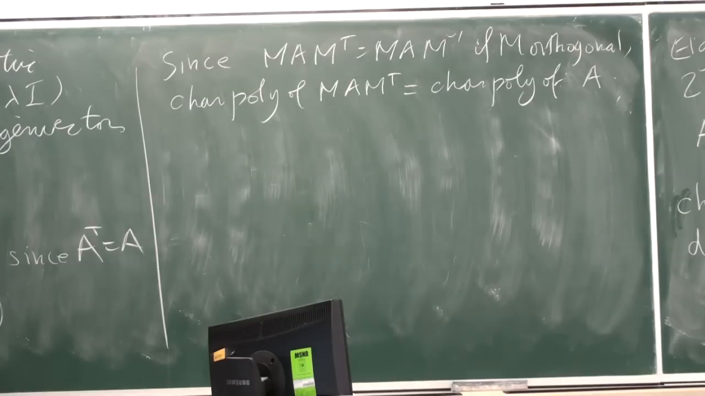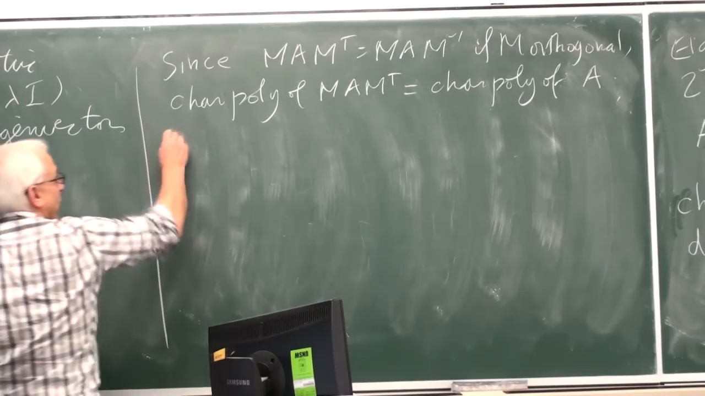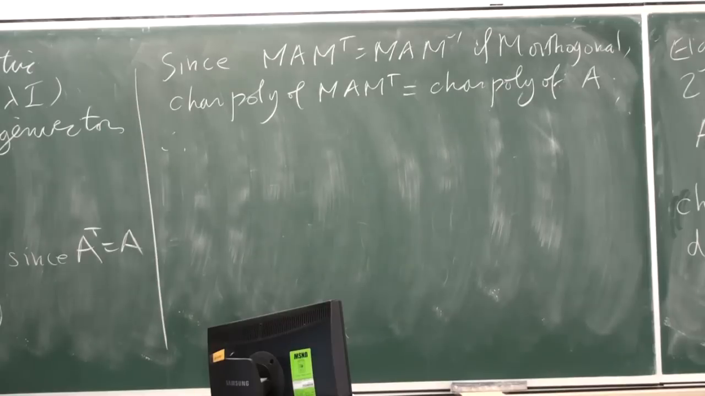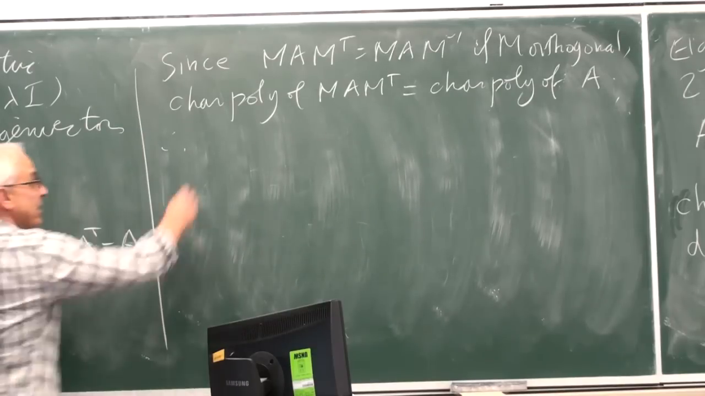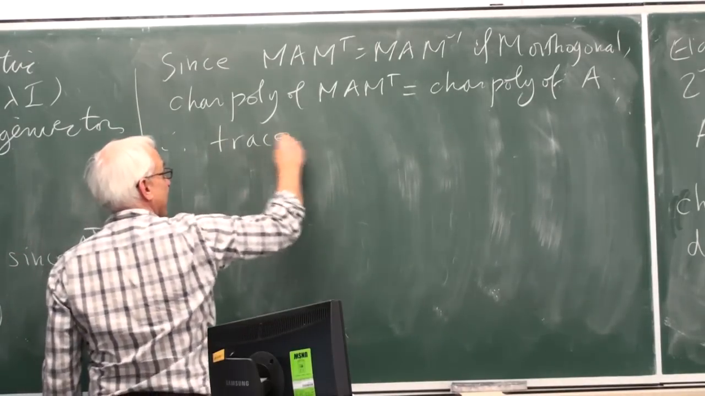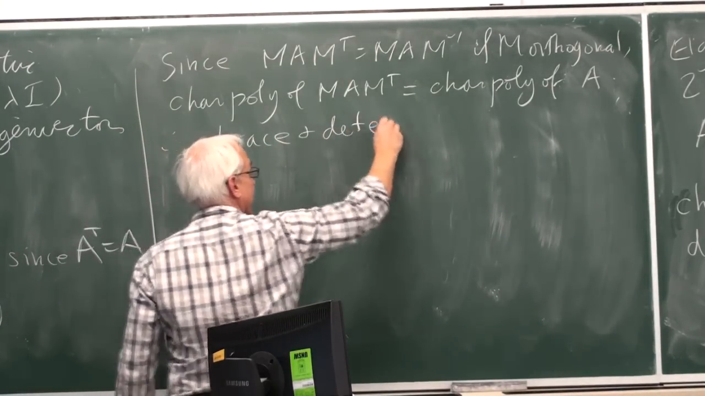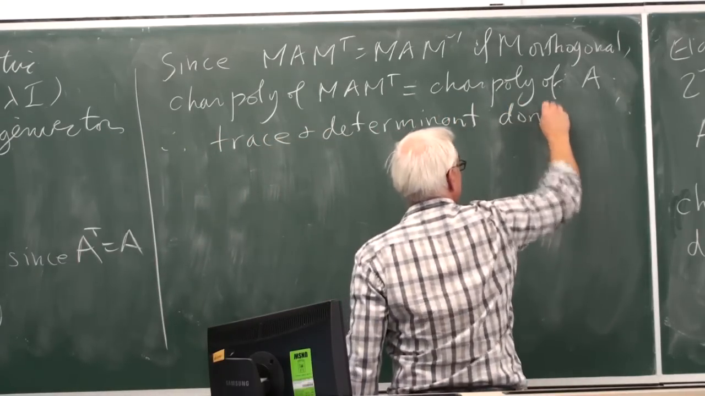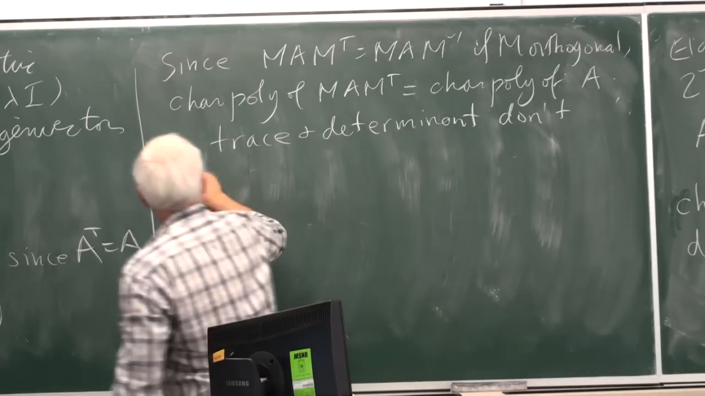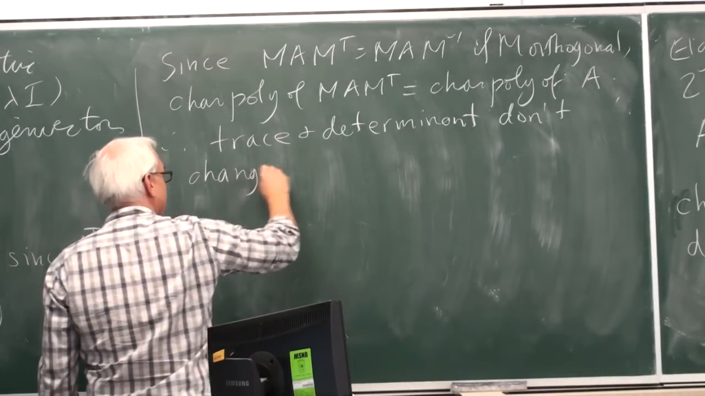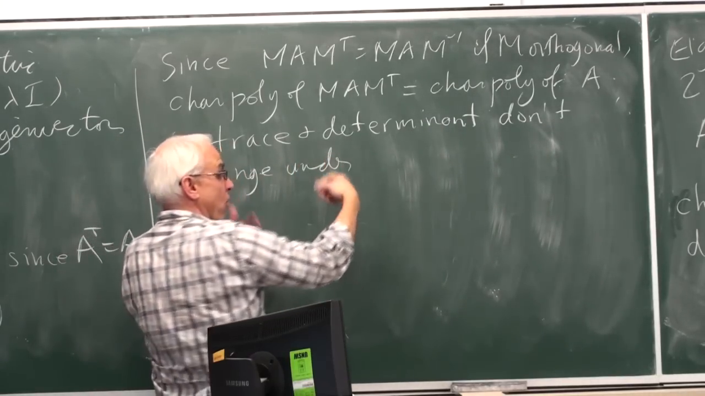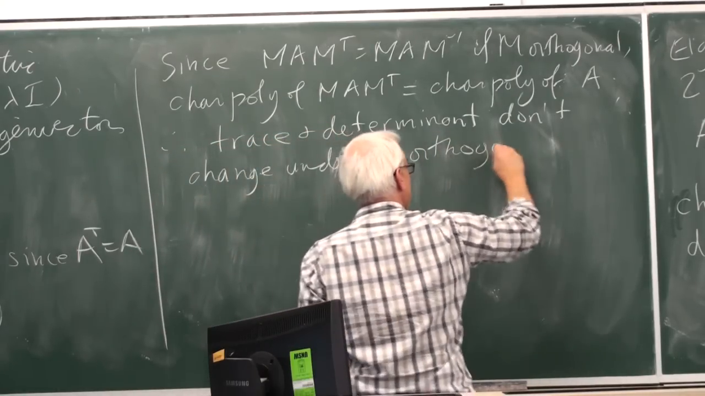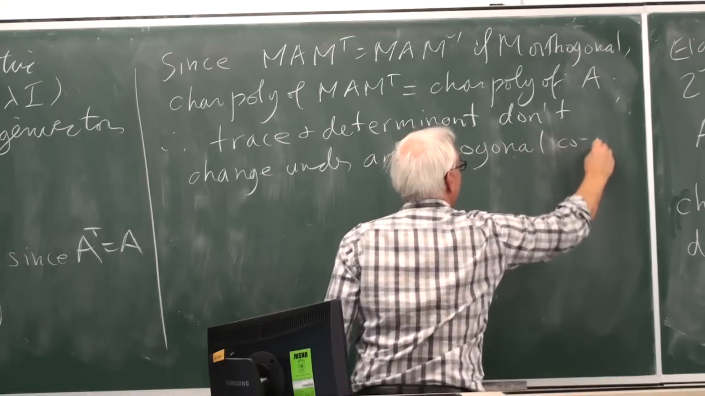And that means, in particular, because the coefficients of the characteristic polynomial are just the trace and the determinant, it means that the trace and the determinant don't change under such an orthogonal change, under an orthogonal coordinate change.